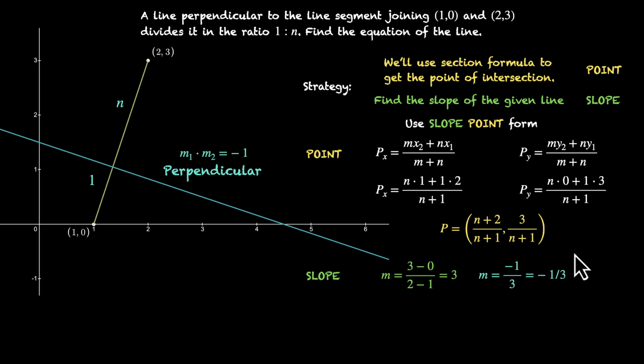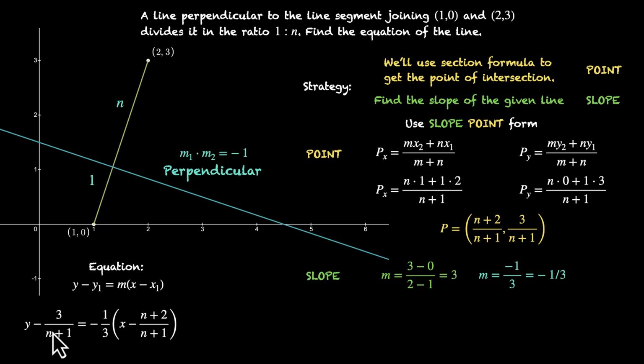So we have the slope and we have the point. Now we can use the slope point form. The equation is y minus y1 equals m times (x minus x1). m here is the slope, that's minus 1/3. And for the point, we can use this point of intersection. This point lies on this original line as well as its perpendicular. So let's use this point and the slope. This is what we get. y minus 3/(n+1) equals minus 1/3, this is the slope, times (x minus (n+2)/(n+1)).